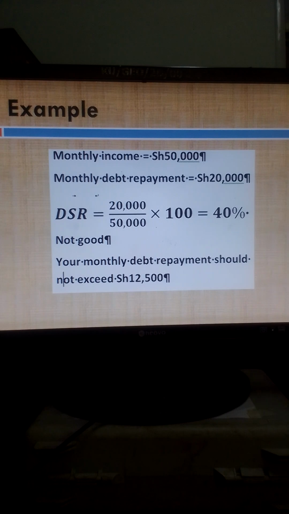Right? So if your debt service ratio is equal to or less than 25%, now in this particular case, your monthly debt repayment should be less than 12,500. Right? Because 12,500 divided by 50,000 times 100 will give you a debt service ratio of 25%.